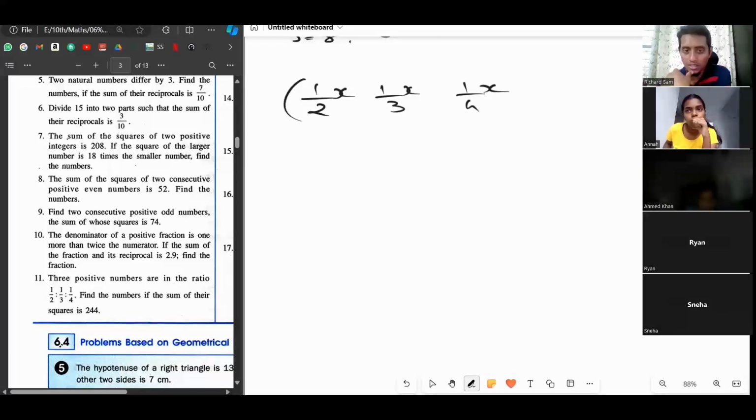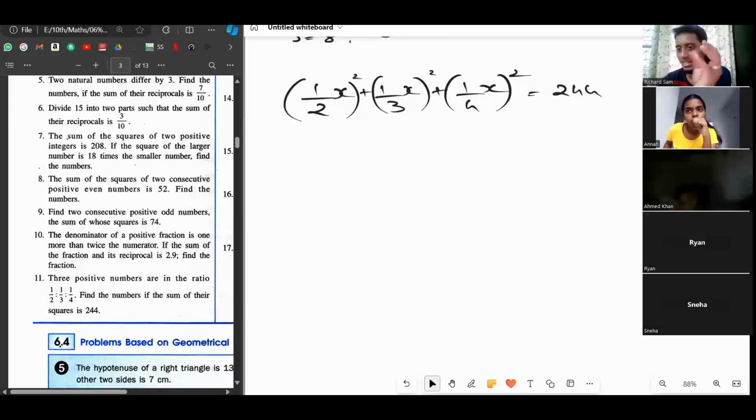So these numbers, sum means add. Add what? Add their squares. So if you add their squares, you will get 244. You understand? Yes? Okay. So this is directly substituting the values in the equation, making an equation out of this, and then solving this. Another way to solve this is you first simplify these ratios.